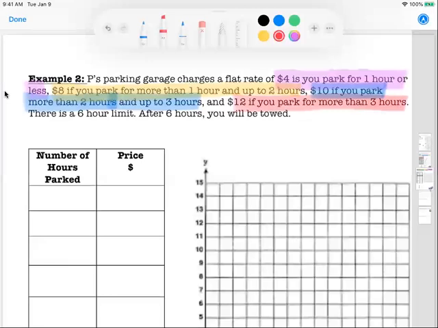Then it says there is a 6-hour limit. So after 6 hours, you will be towed. So that's telling me that I can't stay there all day. All right, so now let's think about how we would write our function.